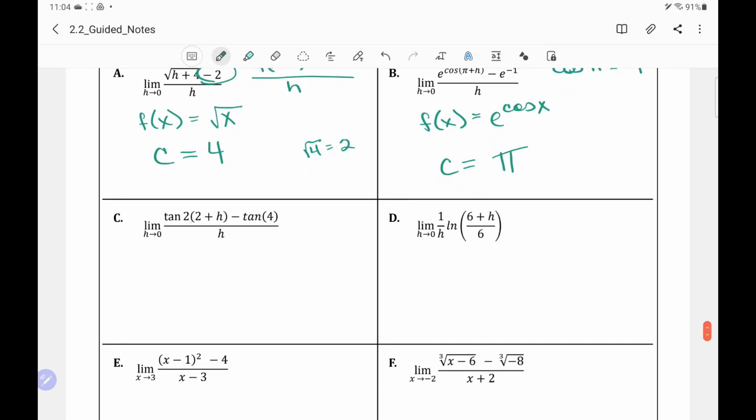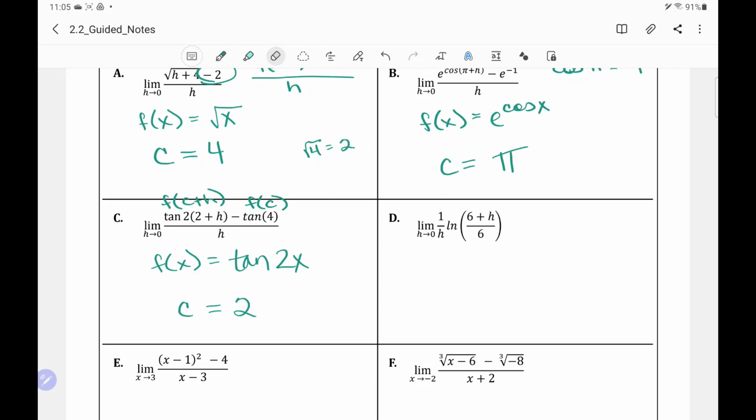Look at c. Tangent of 2 times 2 plus h minus the tangent of 4. Well, what I notice right away is that 2 times 2 is 4 right here. And I know that this plus h gets thrown in there all the time. So that makes me go, okay, it must be the tangent of 2x. And if c equals 2, then f of c would be the tangent of 2 times 2, which is 4. And the function of c plus h would be the tangent of 2 times 2 plus h.